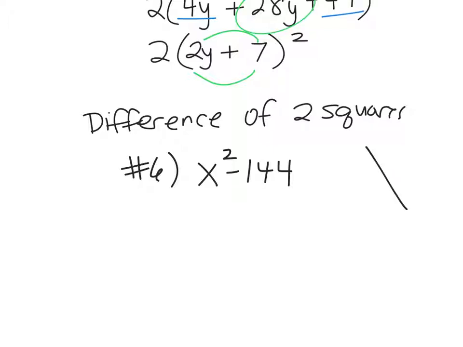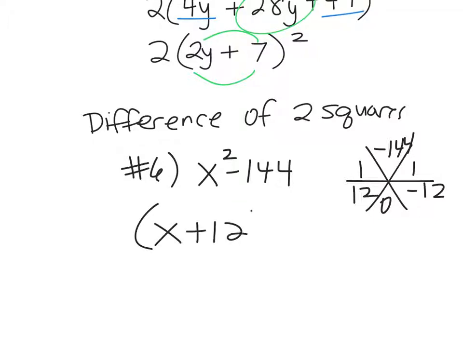Let's say we wanted to do star method on this. We would do 1 times negative 144 is negative 144. So A is 1, C is negative 144. What's B? 0. Put a 1 here, 1 here. So give me two numbers that multiply to give me negative 144 and add up to 0. Perfect. 12 and negative 12. So this is going to factor as 1x plus 12 and 1x minus 12.